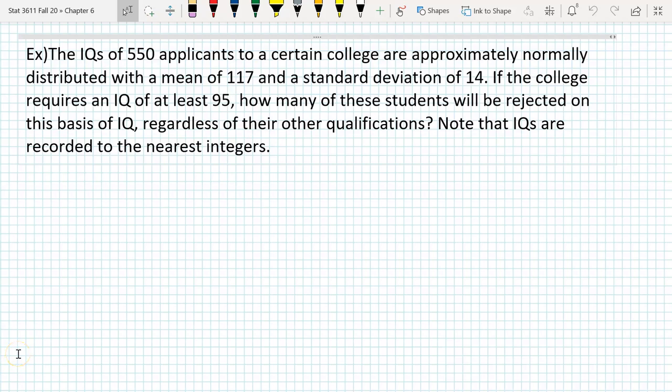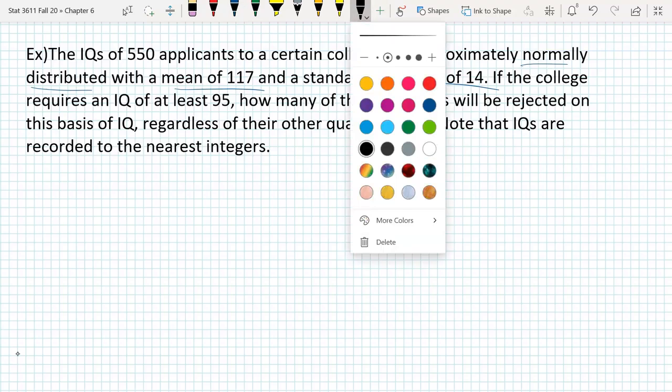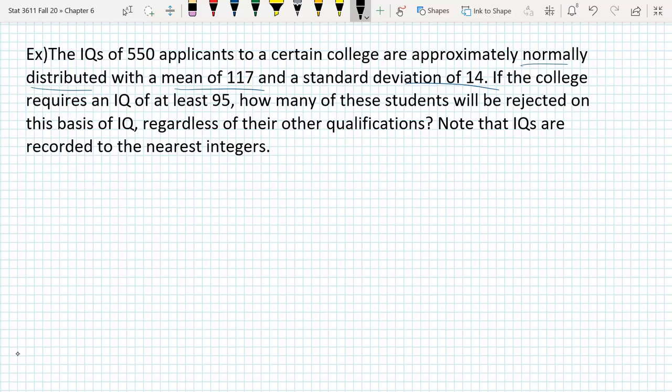Let's look at this example. The IQs of 550 applicants to a certain college are approximately normally distributed with a mean of 117 and a standard deviation of 14. The college requires an IQ of at least 95. How many of these students would be rejected, then, on the basis of IQ? Note that IQs are recorded to the nearest integers.